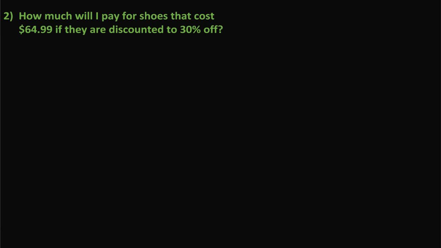So really, it's the same problem as before, just worded a little bit differently. So again, the first thing I'm going to do is convert the percentage to a decimal. So this is 30. Move the decimal over twice. Would give you 0.30, or you could leave the 0 off at the end. 0.3 is the same as 0.30. And then just multiply times the price, $64.99.